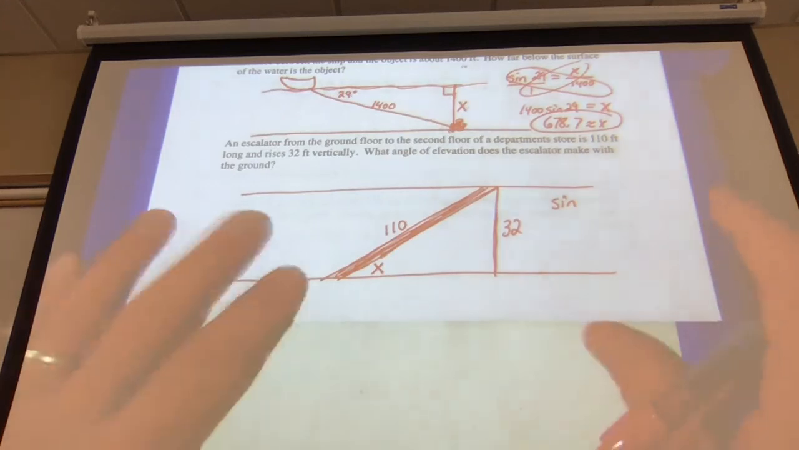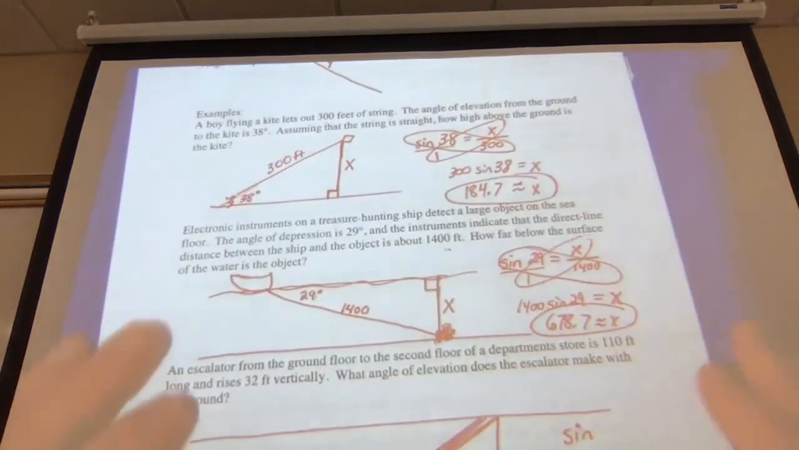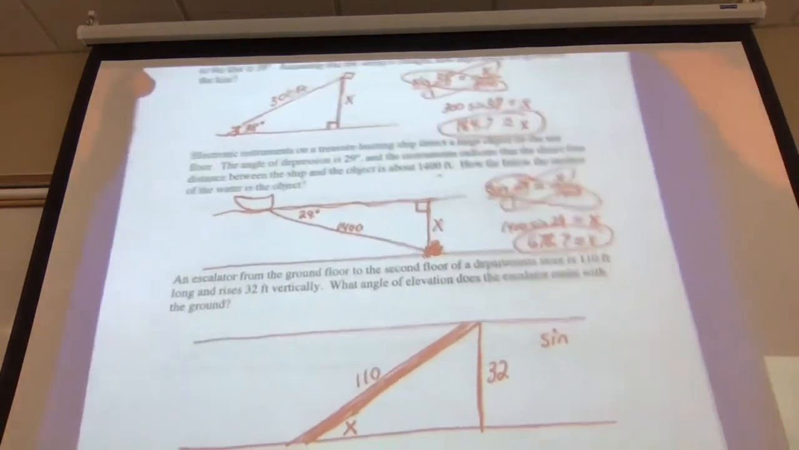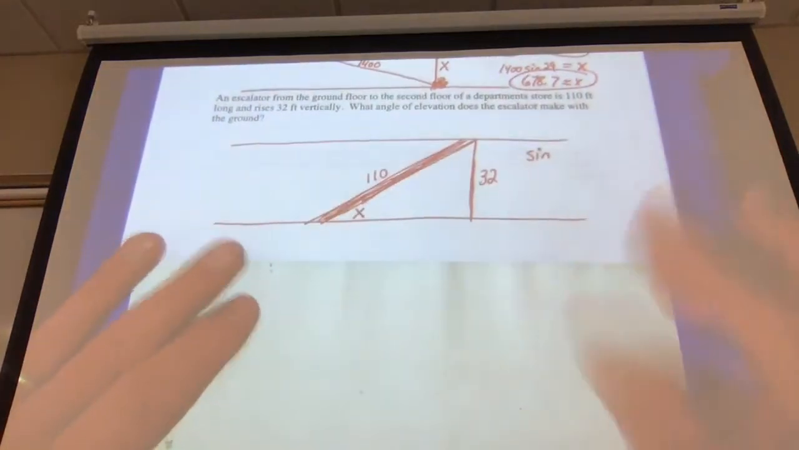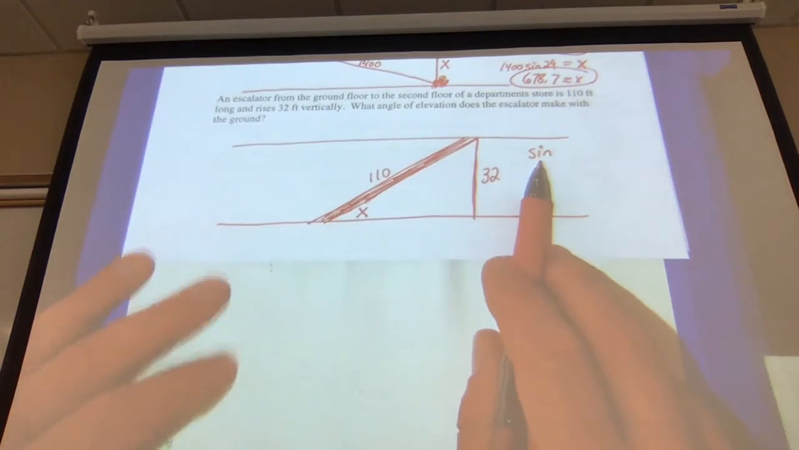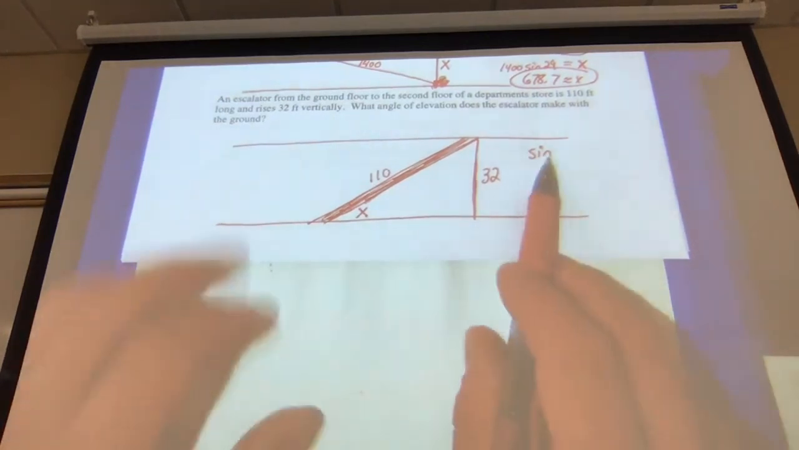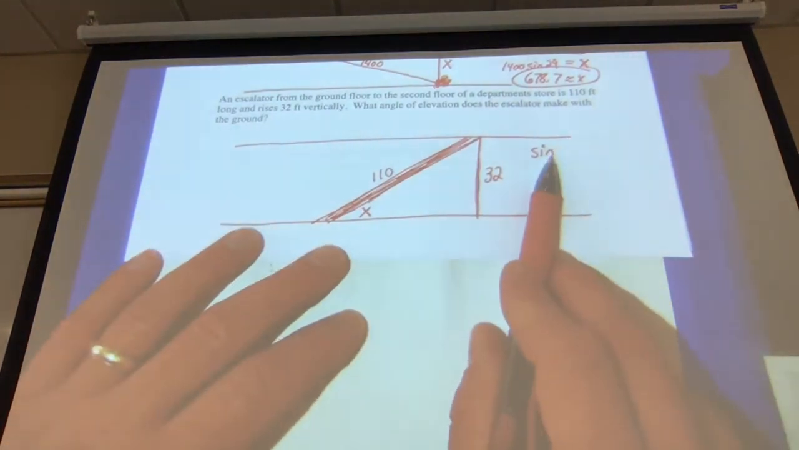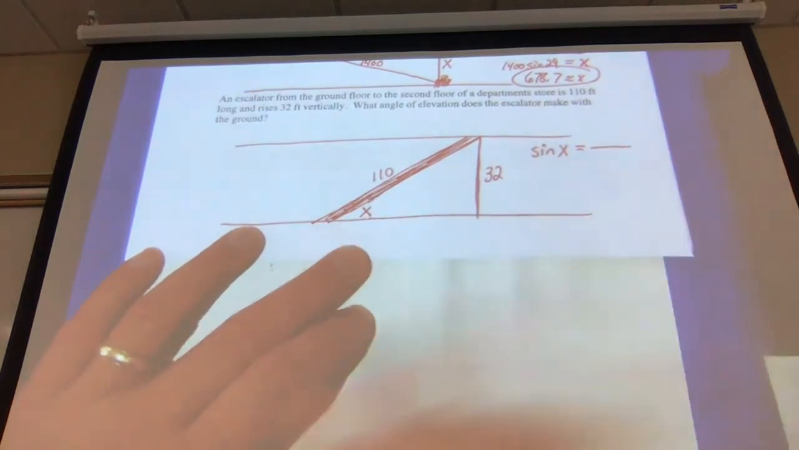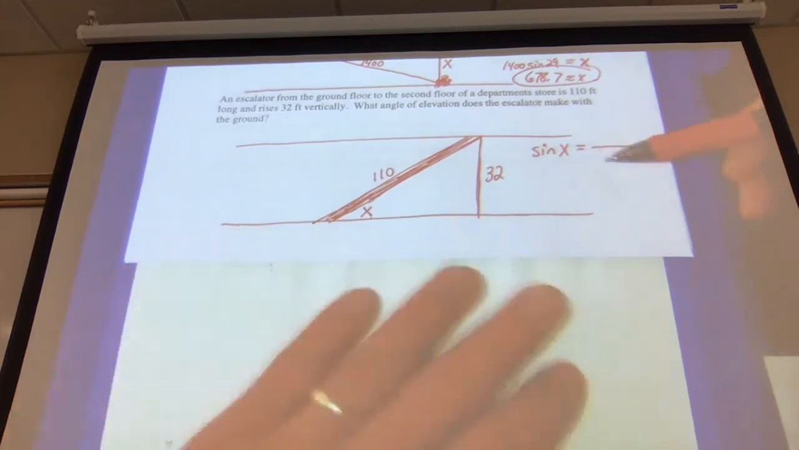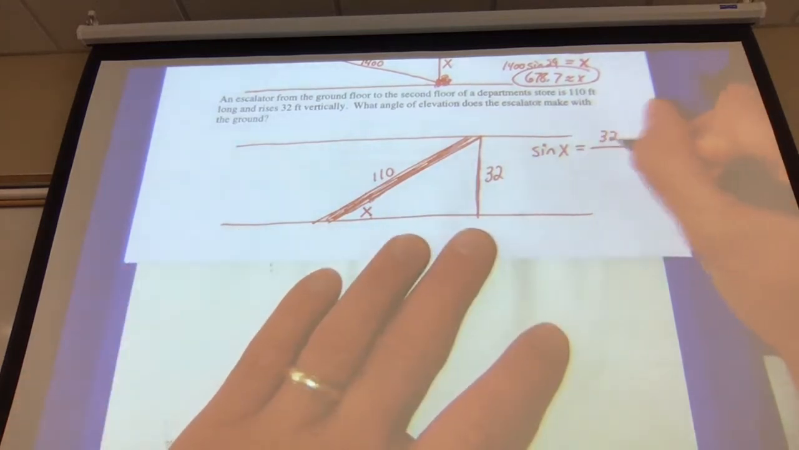Now, it just so happens that all three of these we use sine. It's not going to be sine every single time when you do angles of elevation and depression. That just happens to be the case this time around. So you'll use sine, sometimes you'll use cosine, sometimes you'll use tangent. All right, back to this one. After the sine goes the angle, which is X. On the right-hand side, for the fraction for your sine is opposite over hypotenuse. That's 32 over 110.